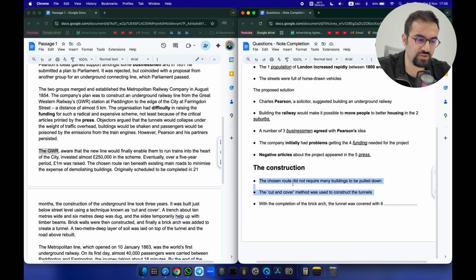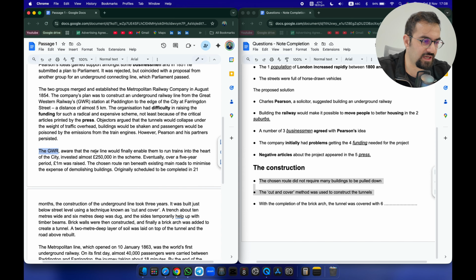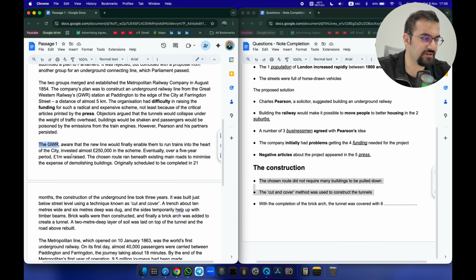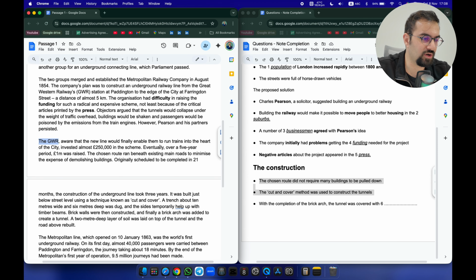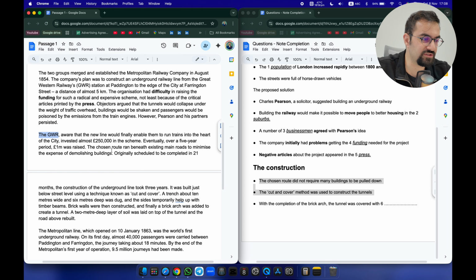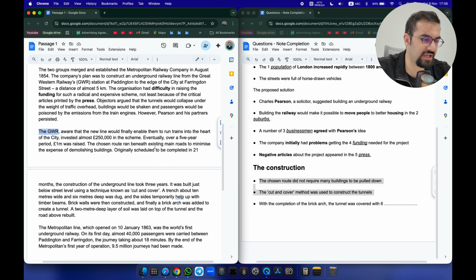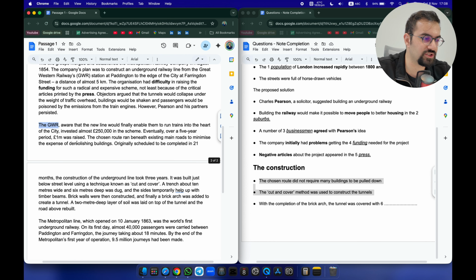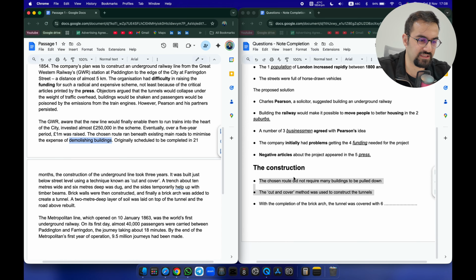First, the chosen route did not require many buildings to be pulled down. Let's see if we can find it. Aware that new line would finally enable them to run trains into the heart of the city, invested almost £250,000 in the scheme. Eventually, over a 5-year period, 1 million was raised. The chosen route ran beneath existing main roads to minimize the expense of demolishing buildings. Alright. So we already found it.